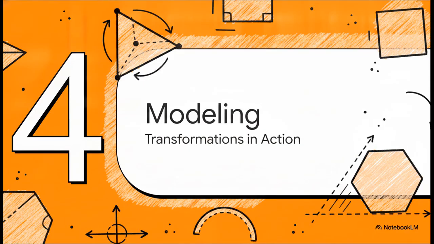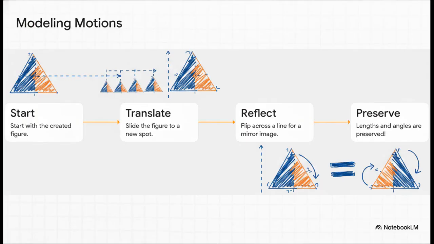Section 4. Modeling rigid transformations. Let's actually put this into practice. Step 1, we start with our explicitly labeled created figure. For step 2, our first transformation, we translate or slide the figure to a new spot. Then for step 3, our second transformation, we reflect that translated figure across a line to create a mirror image. Now, the absolute most important rule of rigid motions is step 4. Notice that the original lengths and the original angle measures are strictly preserved throughout both of these transformations.